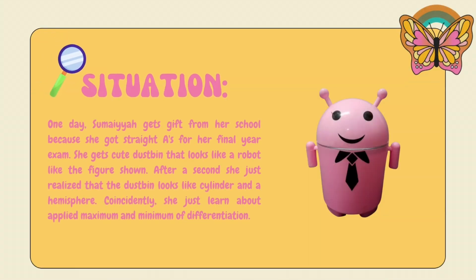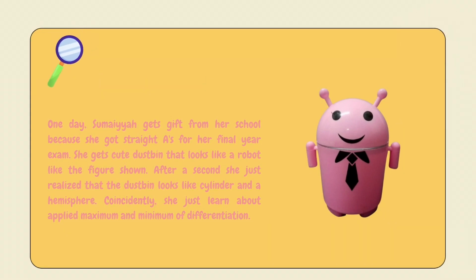Situation. One day, Sumaya gets a gift from her school because she got straight A's for her final year exam. She gets a cute dustbin that looks like a robot, like the figure shown. After a second, she realizes that the dustbin looks like a cylinder and a hemisphere. Coincidentally, she just learned about applying maximum and minimum of differentiation.